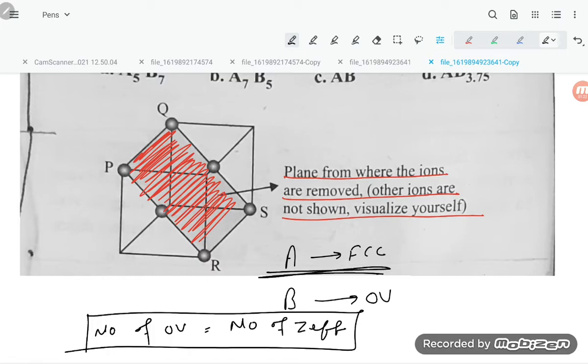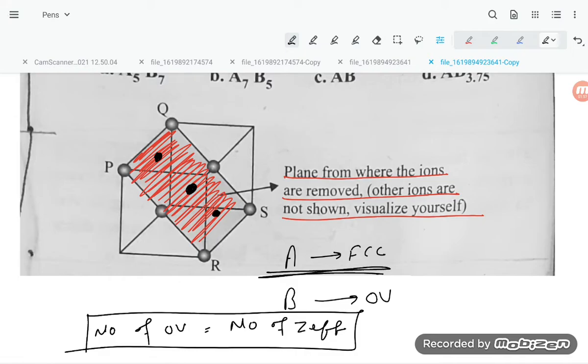Okay. Because it is FCC, particles are there on all the faces. One particle must be here in the front center, and one will be at the back. So where are the particles getting removed? From the faces. Here, students, on this face the particle is being removed. This face, the particle is being removed. Okay. So three faces are being removed.